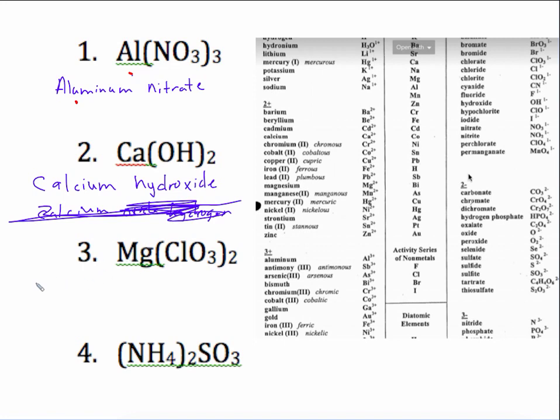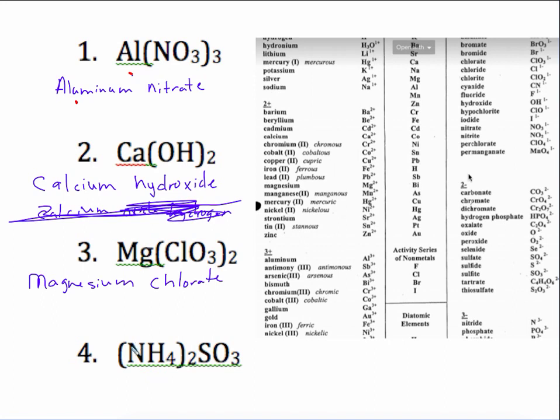Okay, here we go. Number 3. All right, 3 is magnesium. You can find magnesium right there. And then you have ClO3 with a 2 minus. So you find that one, and that's going to be chlorate because it's ClO3. You've got to be careful because there are things like chlorite and other ones like perchlorate. They all have ClOs in them, but you want the one with ClO3. So that's magnesium chlorate.